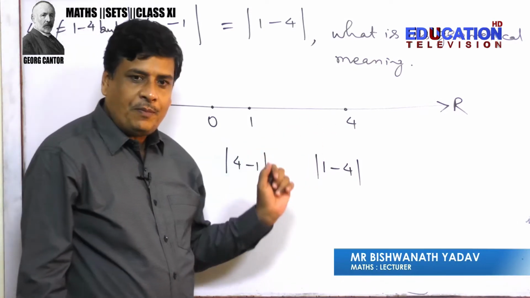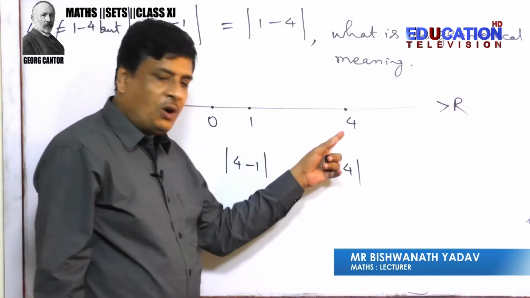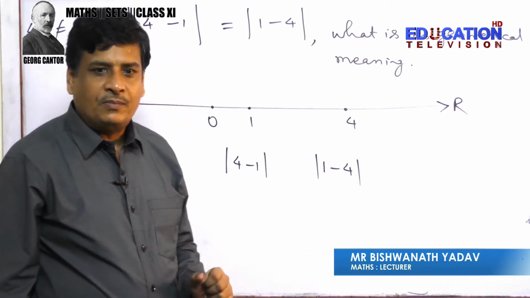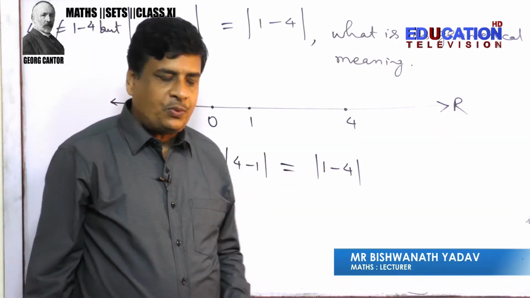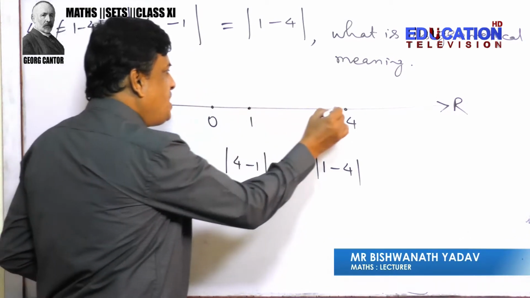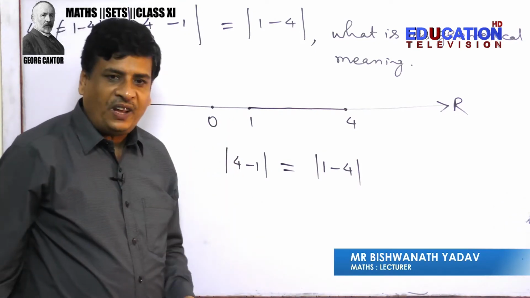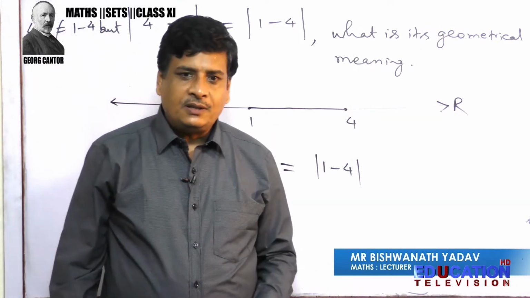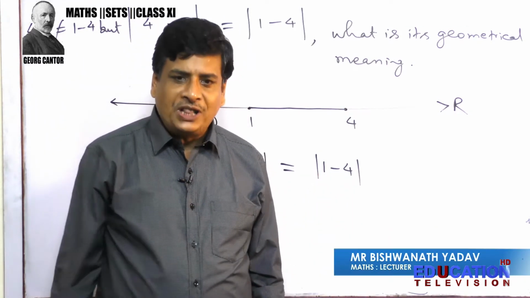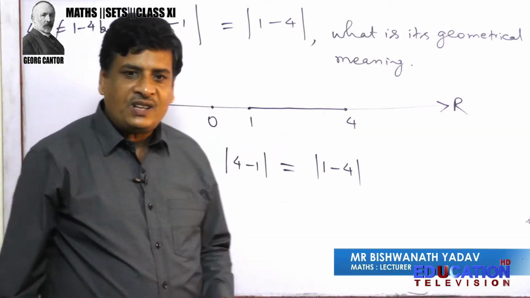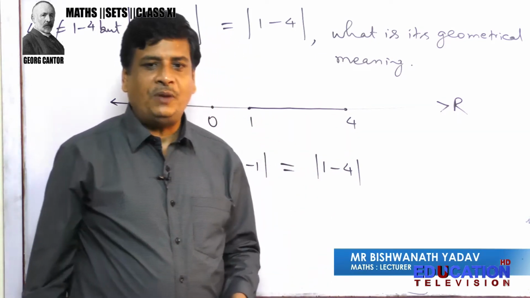As endpoints are the same, whether we measure the distance of 4 from 1 or the distance of 1 from 4, it remains the same. So this is the meaning of modulus 4 minus 1 is equal to modulus 1 minus 4. Although these are different points, when you take their difference, 1 minus 4 and 4 minus 1, their values are different. But when we take the modulus, we are finding the distance between them. So whichever point is taken first doesn't matter. The distance between 1 to 4 and 4 to 1 remains the same.